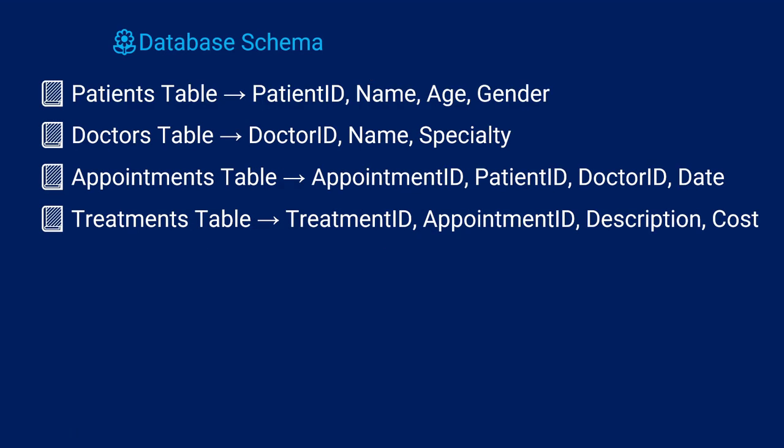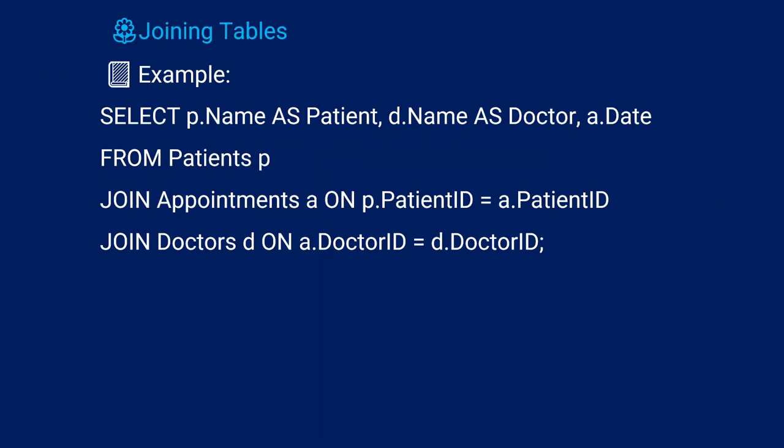Our hospital database has four tables: patients, doctors, appointments, and treatments. Together, they track patient visits, doctor assignments, and treatments. This query joins patients, appointments, and doctors to show which patient met which doctor and when.